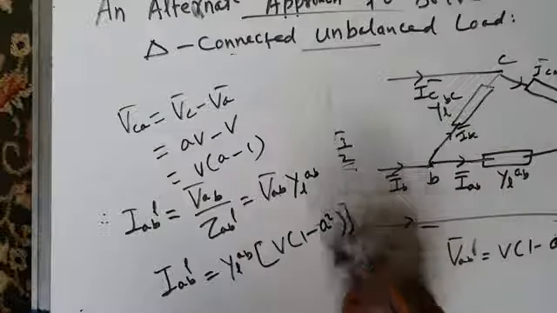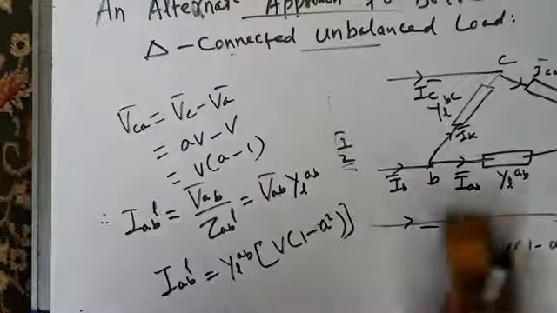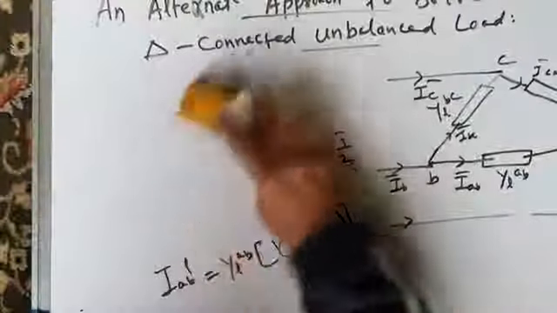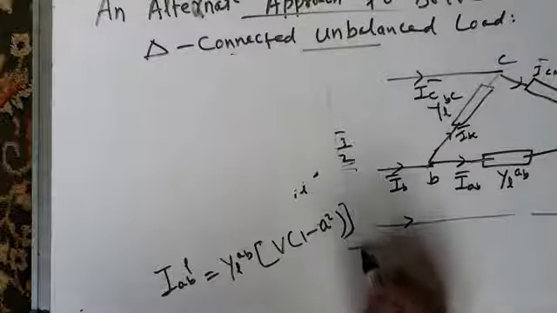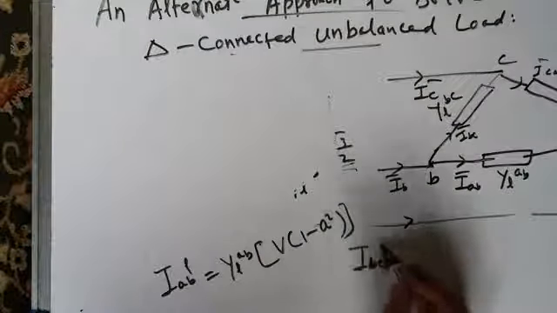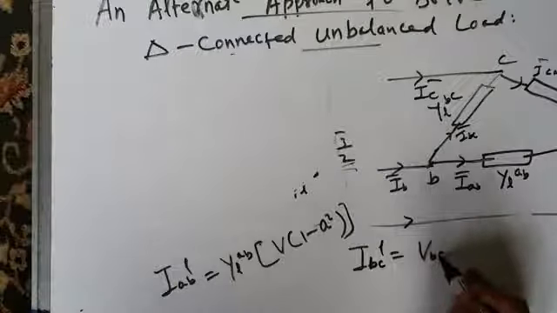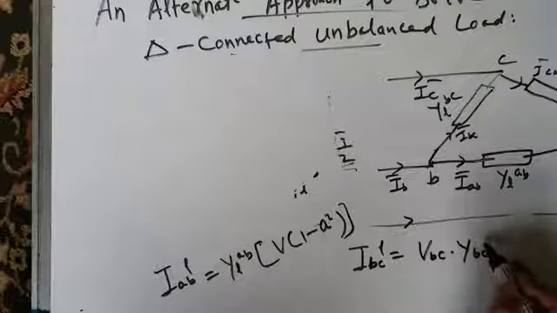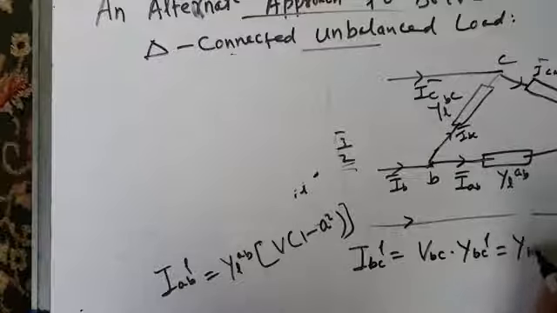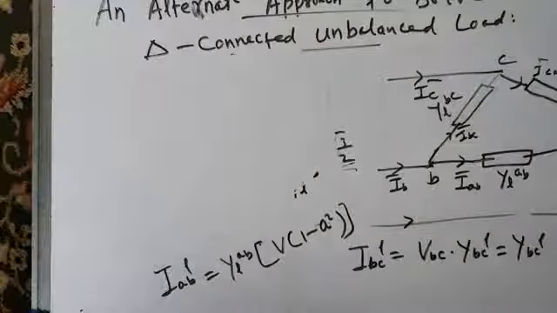Okay. So this is ILAB. Once you have found ILAB, you can find ILBC. What will be IBCL? That will be VBC into YBCL, that is YBCL into VBC. VBC you found a little while ago in terms of operator A and A square. VBC is V times A square minus A. So substitute this.